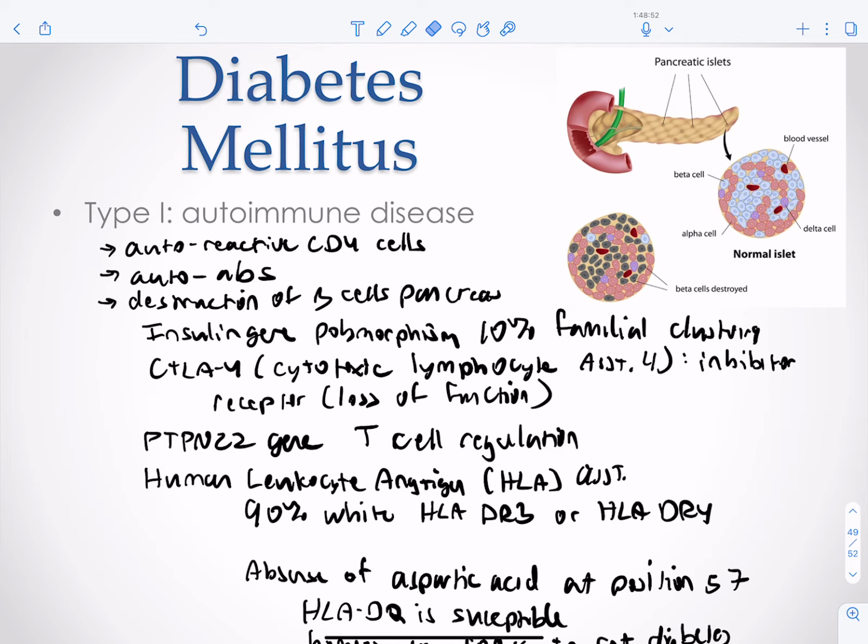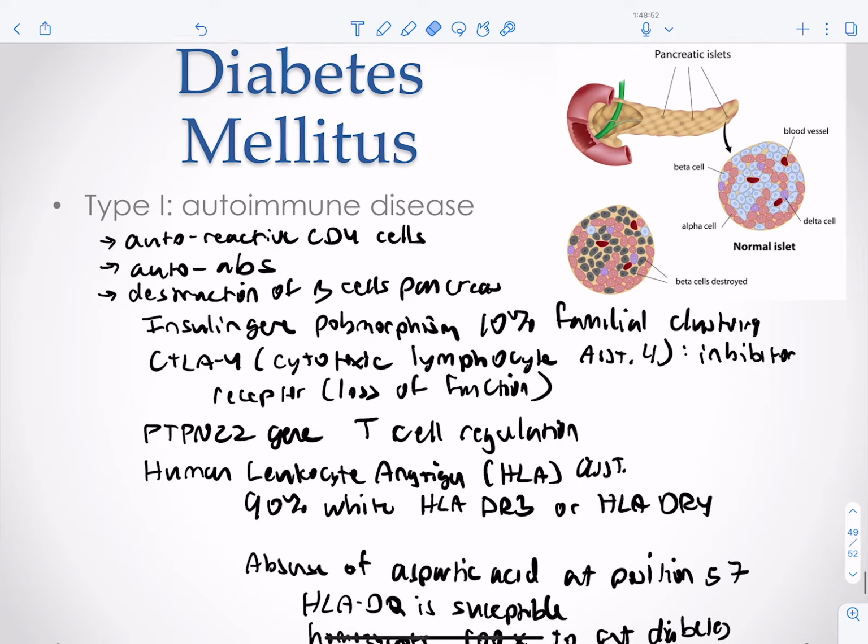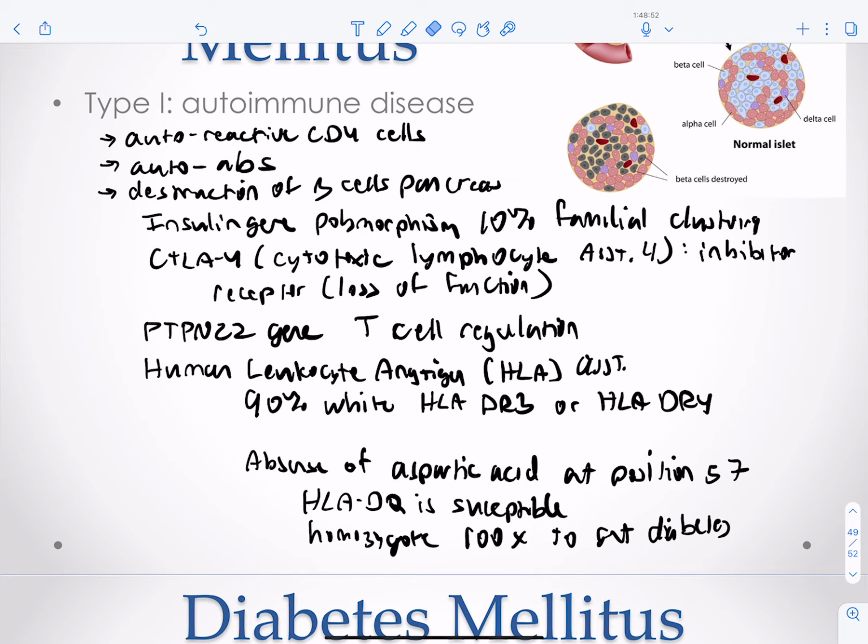It's about a 10% clustering familially with respect to the insulin gene polymorphism. There is also a polymorphism with CTLA4. CTLA4 is an inhibitor of T cells, so a loss of function can lead to an increase of autoimmune disease. There's also a PTPN22 gene that is again involved in T cell regulation, and so again a loss of function of that would lose control of your CD4 T cells.